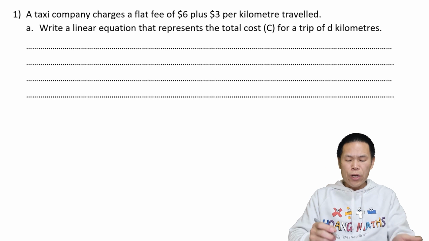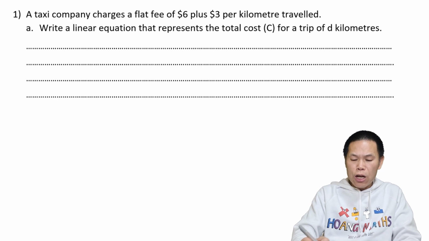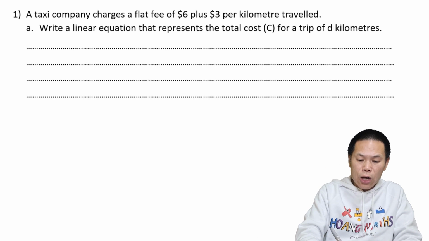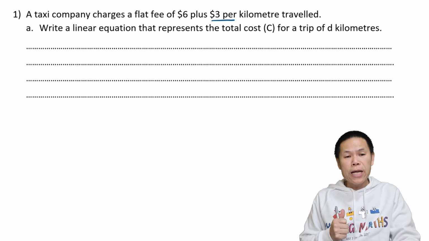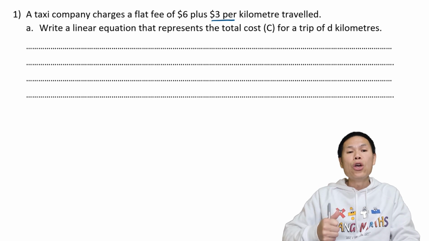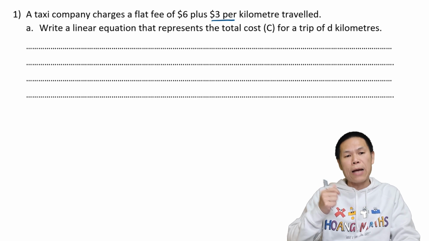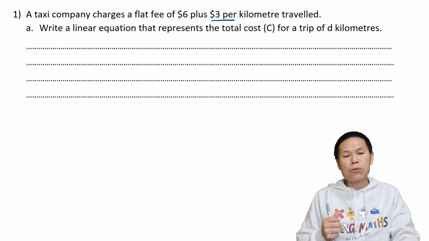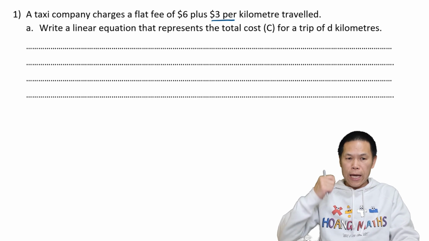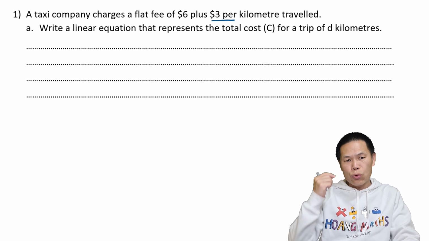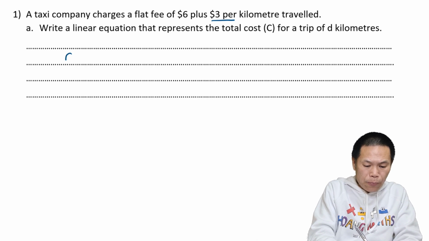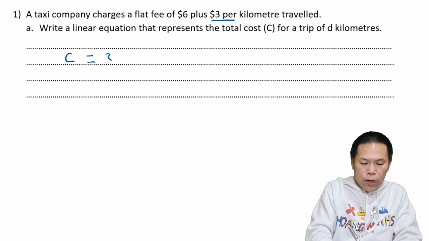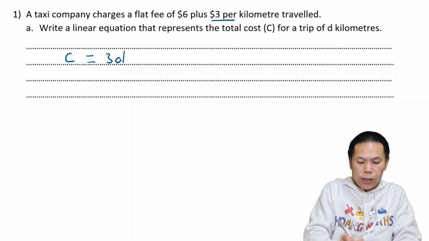So first of all, we know that every kilometer traveled costs $3. In other words, 1 kilometer will charge $3, 2 kilometers will be 2 times 3, 3 kilometers will be 3 times 3, and d kilometers will be d times 3. So the cost, that is C, is equal to 3 times d, that is 3d.